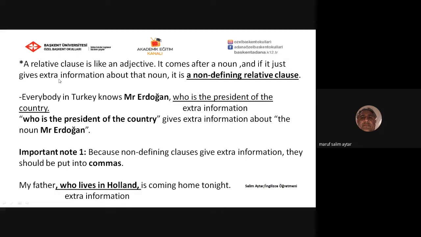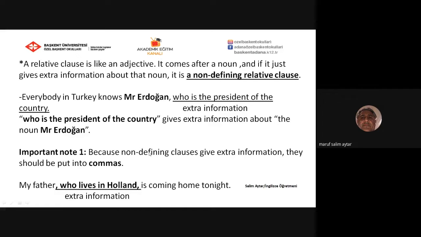A relative clause is like an adjective. It comes after a noun, and if it just gives extra information about that noun, it is a non-defining relative clause. Let's see it in the example here. Everybody in Turkey knows Mr. Erdogan, who is the president of the country. Who is the president of the country gives extra information about the noun Mr. Erdogan.